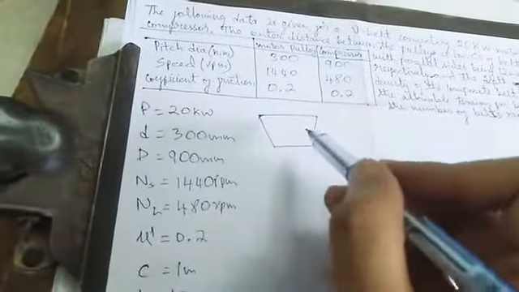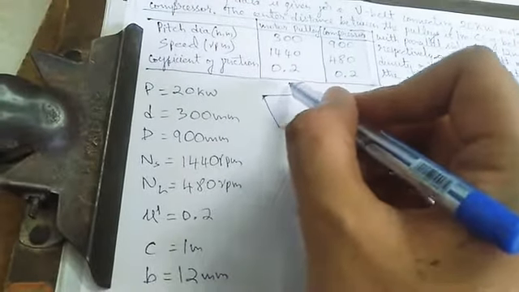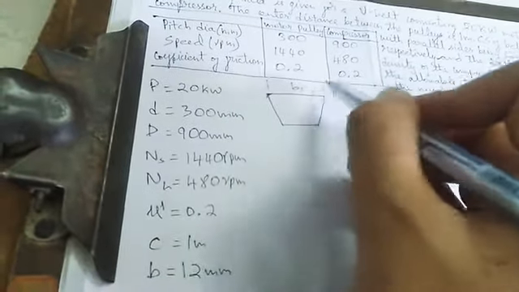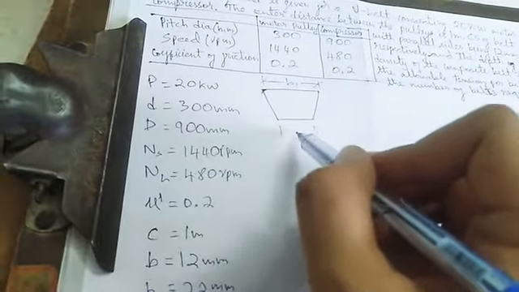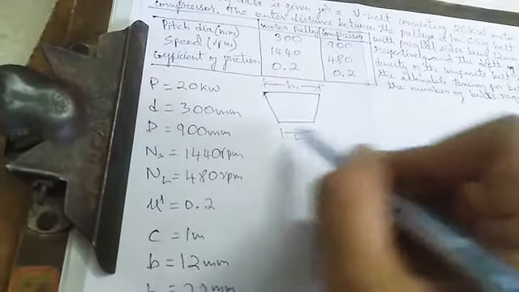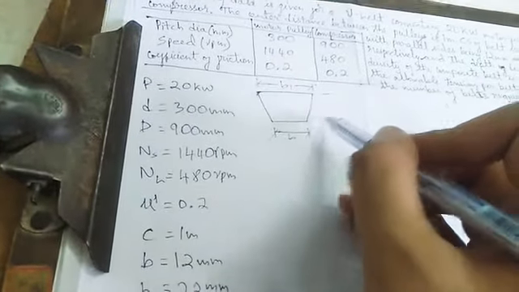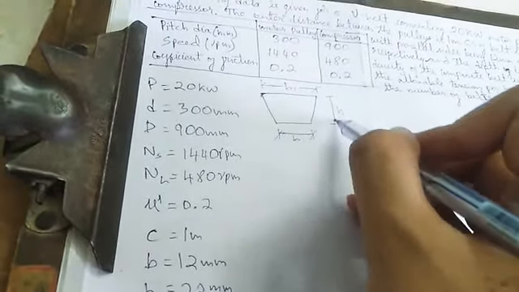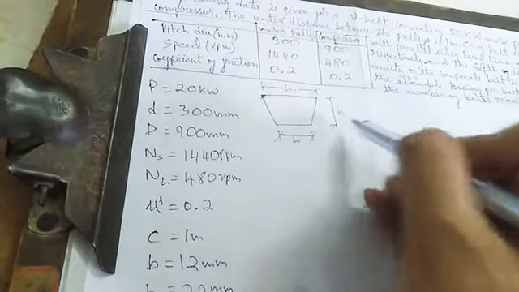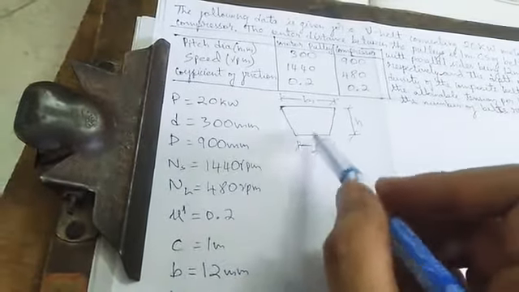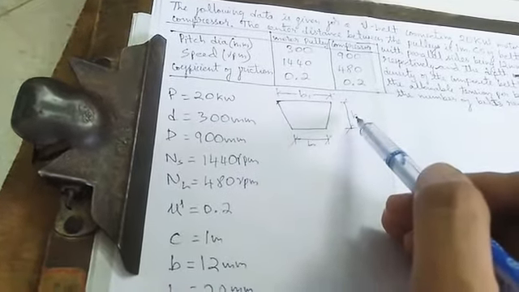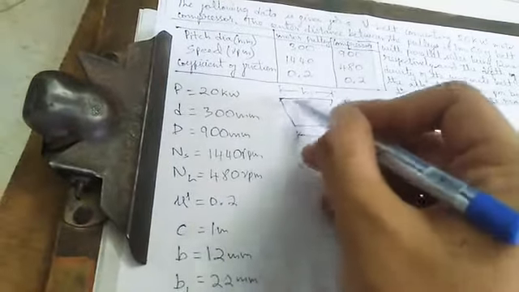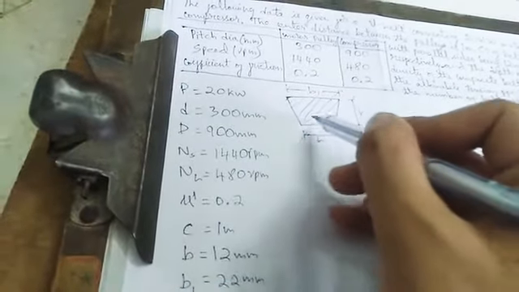So if this is the cross section of V belt, this is B1, this is B, and this is H. The distance of parallel sides is B and B1, and this is the H. So this is a cross section of trapezium V belt.